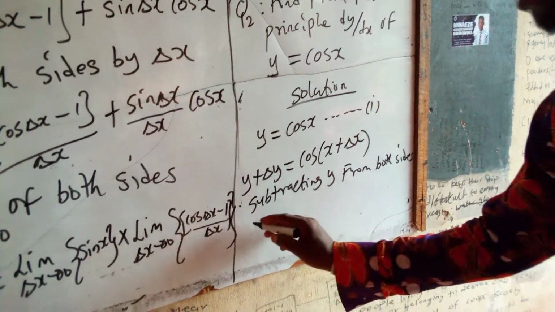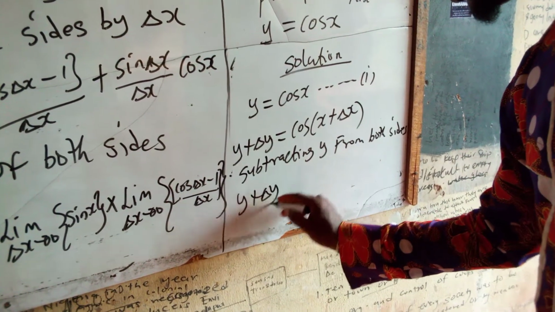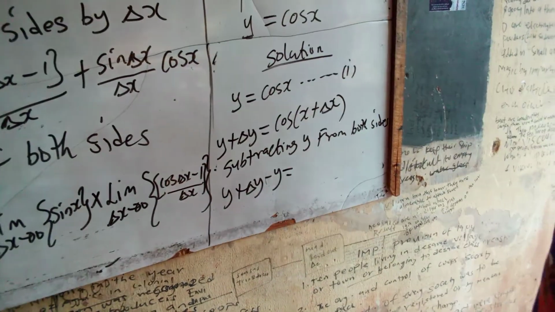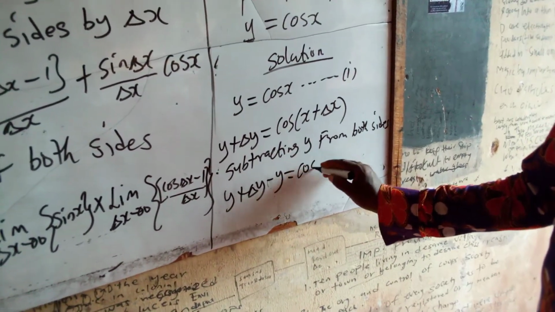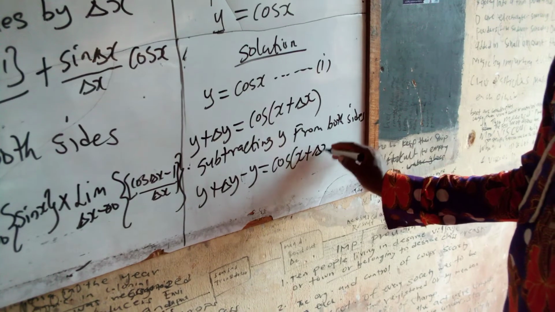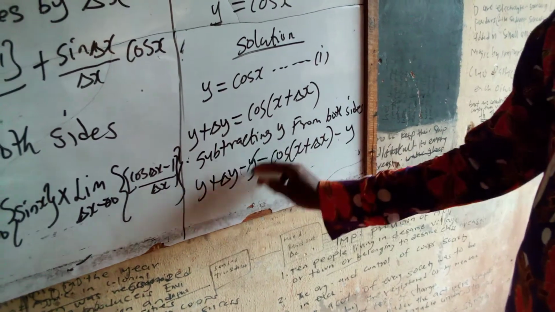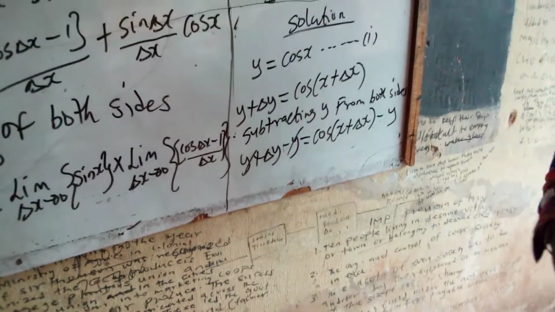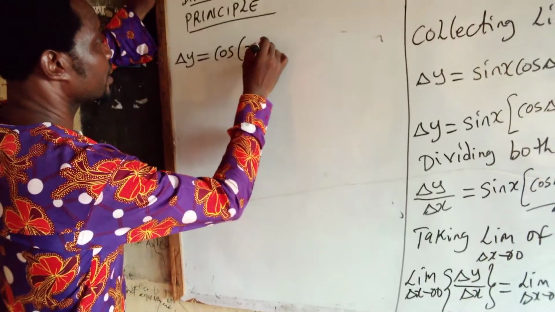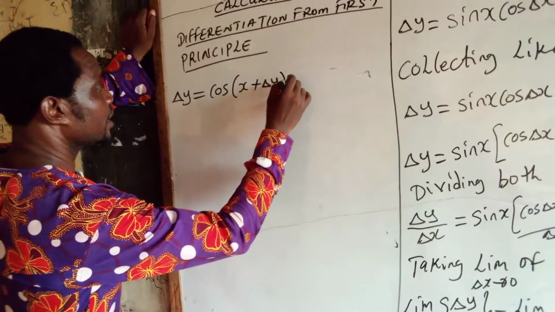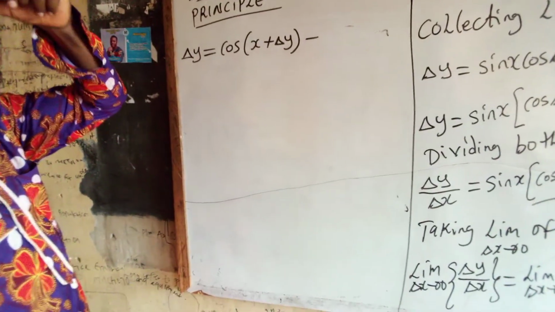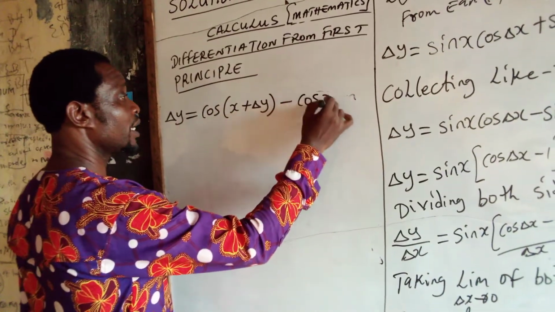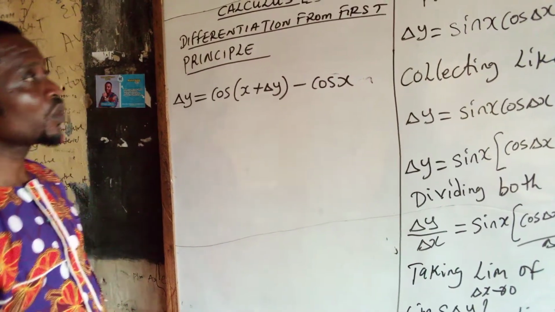If you do that, you have y plus change in y minus y. My aim is to make change in y the subject of the formula. So you have cos of s plus change in s minus y. So this one will cancel this. So you have this, cos of s plus change in s minus our y, from equation 1, is cos s. So you remove that y and put cos s. So we are going to expand this.